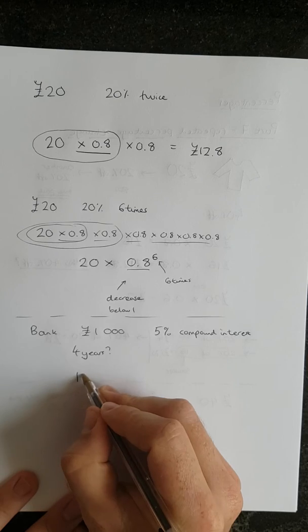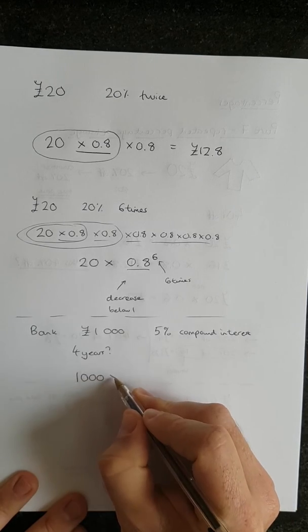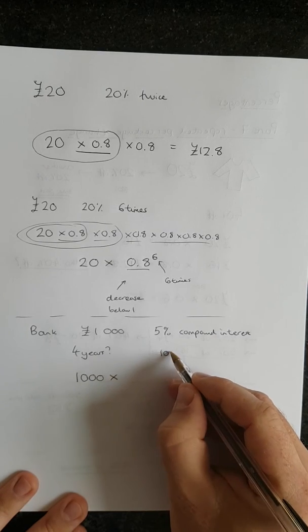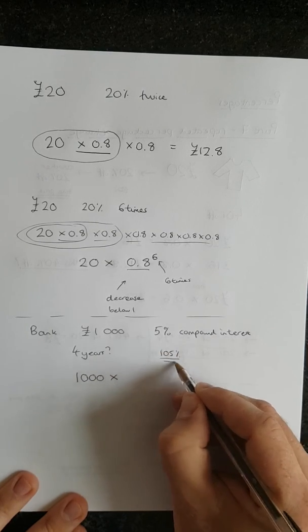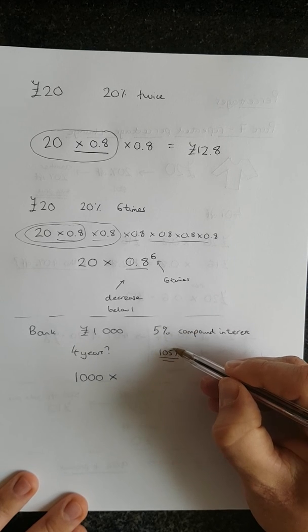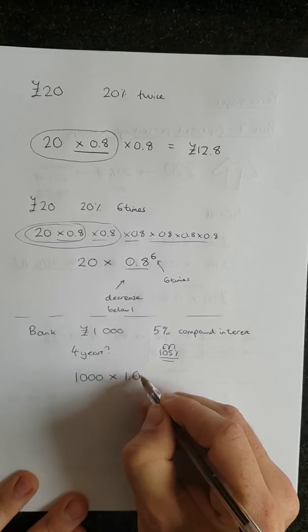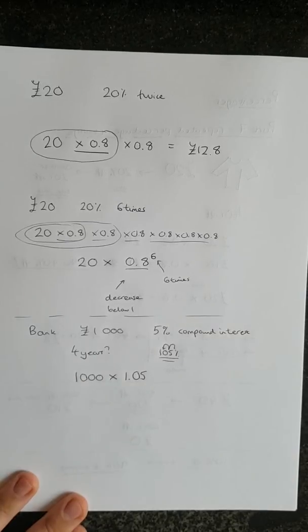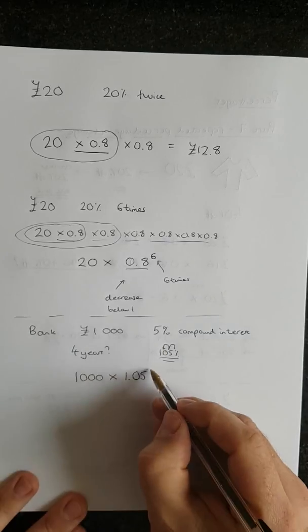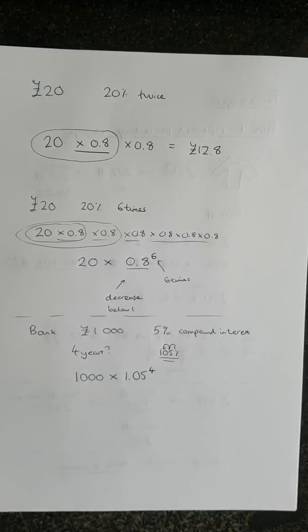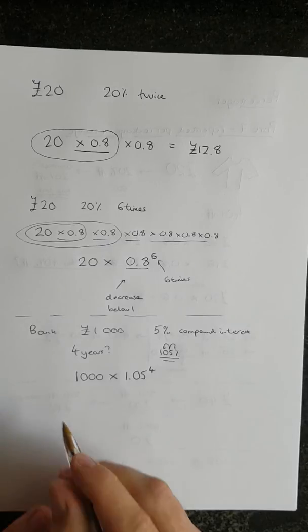Well, I start with £1,000 and I work out the multiplier. 5% will be, if interest is an increase, so it's 105%. Count back 2 spaces, so it's 1.05. I'm going to have to do this 4 years in a row. So the power is 4. And there we have it.